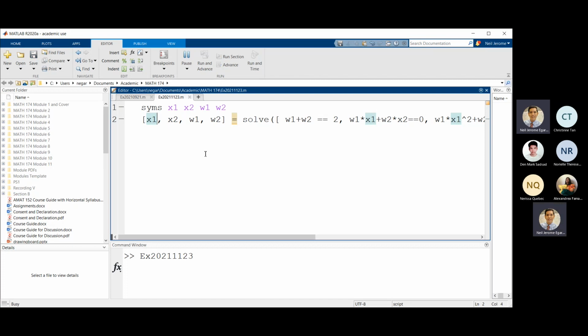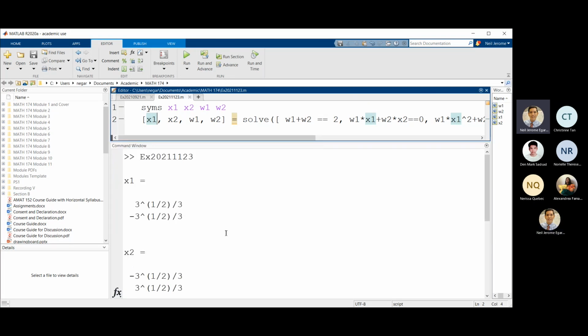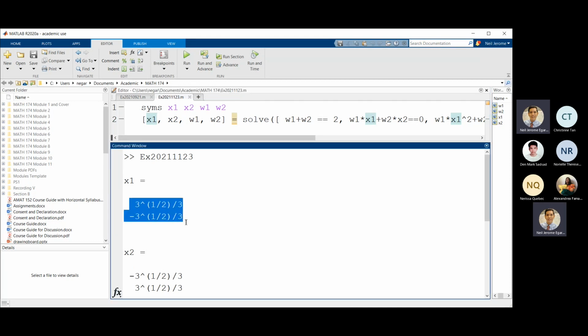Solve yan ni MATLAB. Okay, there we go. Tingnan natin yung output. So actually here, MATLAB gives us two values for X1. Ibig sabihin, may dalawang posibleng solutions pala to. So meron dalawang quadruple solution etong system na to.